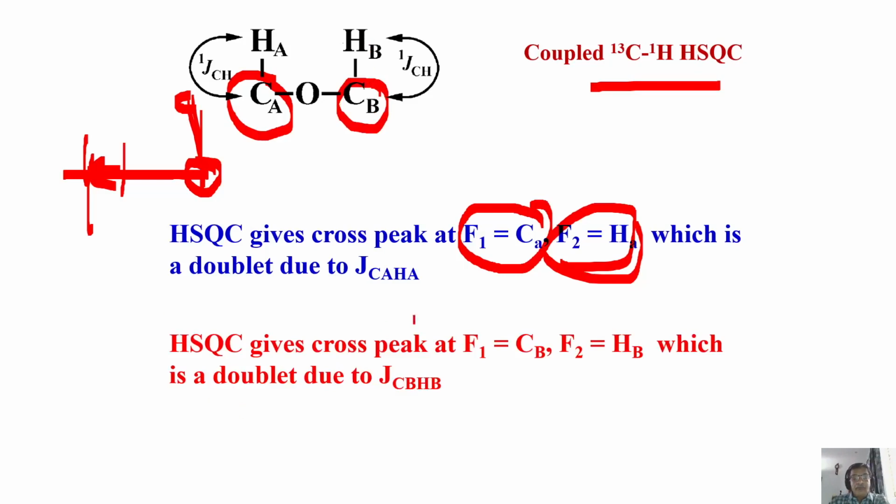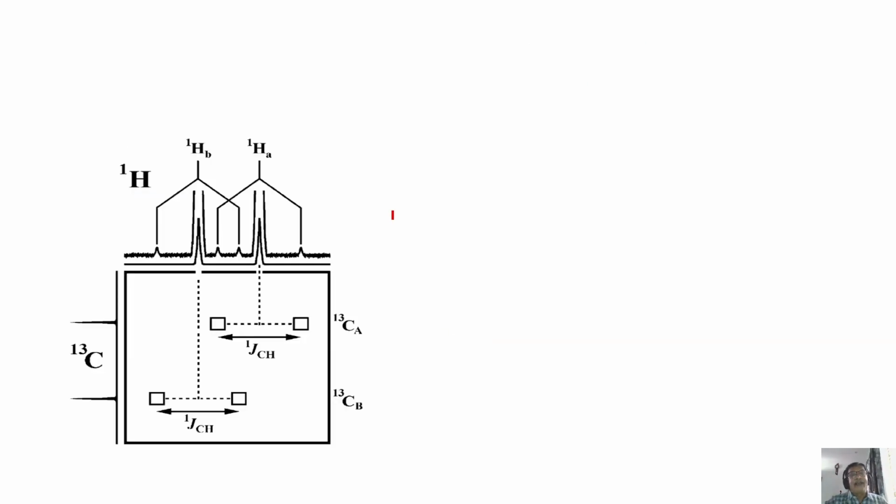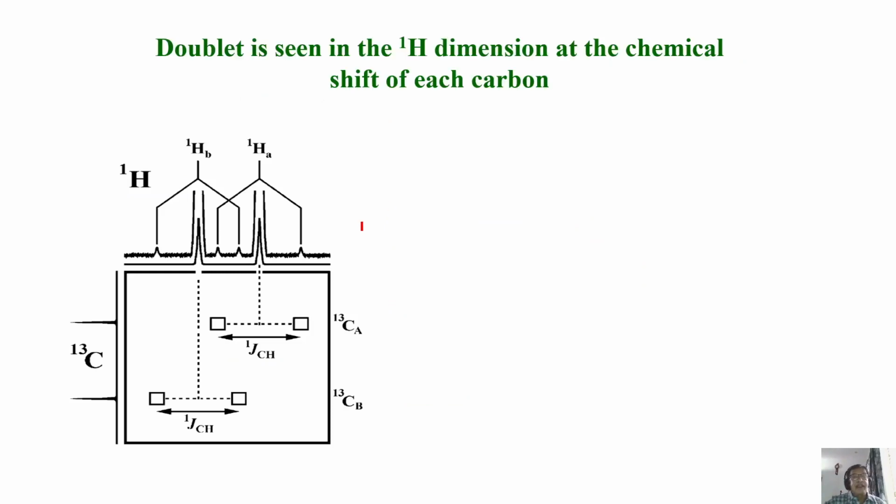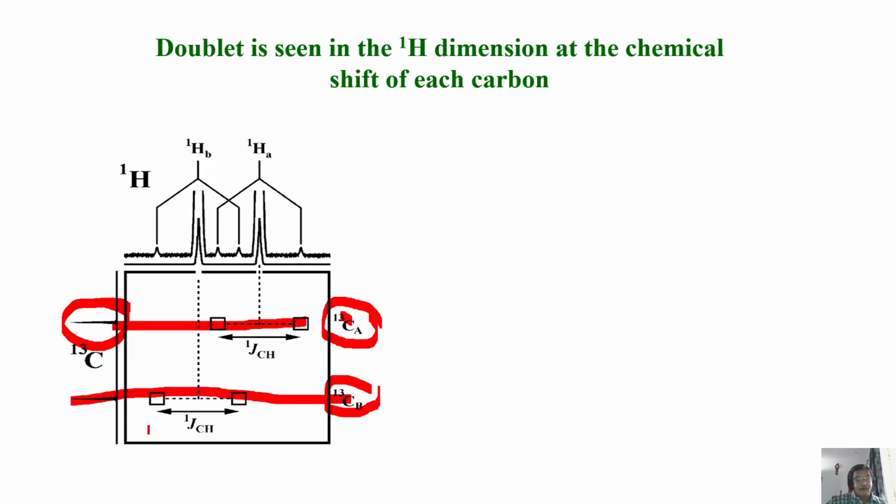Okay. See, in the carbon dimension, you will get chemical shift of carbon. In the proton dimension, you get chemical shift of proton. But in that dimension, you have a doublet which gives you proton-carbon coupling. Let us see the spectrum now. Very easy. Look at this one. Now, this is the carbon 13 chemical shift. If you go along this axis, this is Ca, carbon A. Now look at this, carbon B. If you go along this axis, you get only one peak.